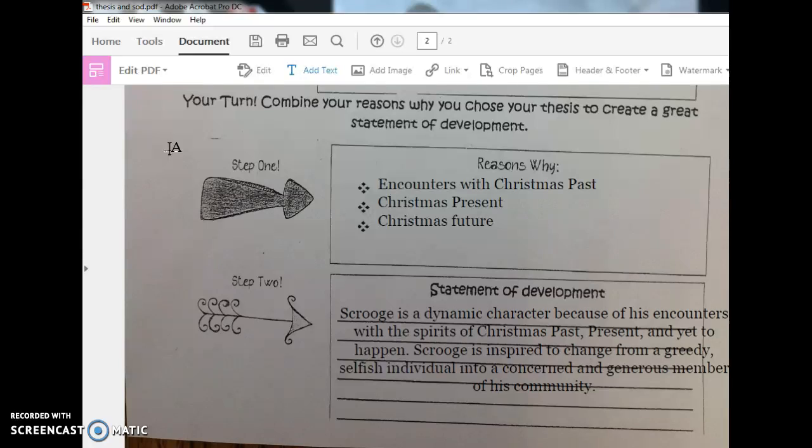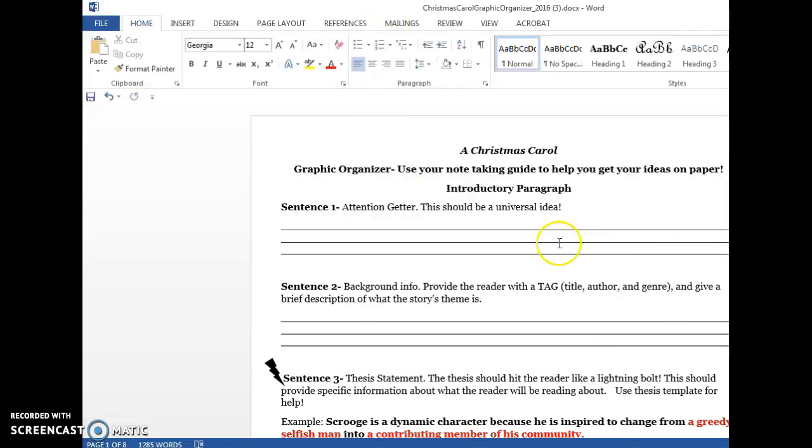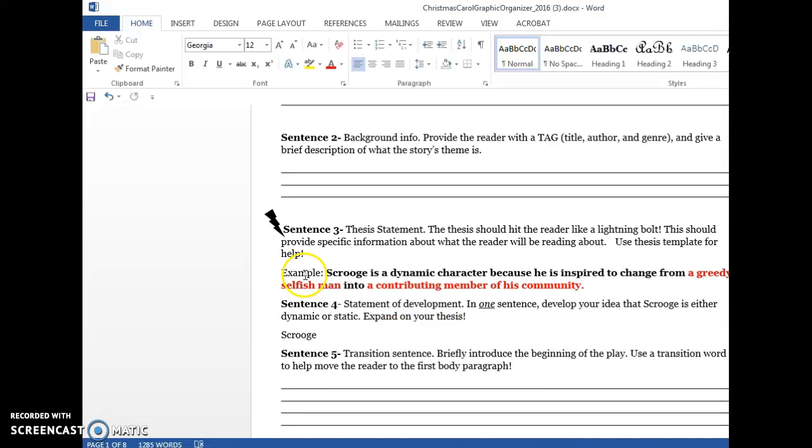Once you feel as though you are ready to write your thesis statement, I would like you to flip to the next page. And on that page, at the top, it says A Christmas Carol, Graphic Organizer. This is the introductory paragraph. So now you are going to only be looking at sentences 3 and 4. And this is where you're going to write your own thesis statement and your statement of development.